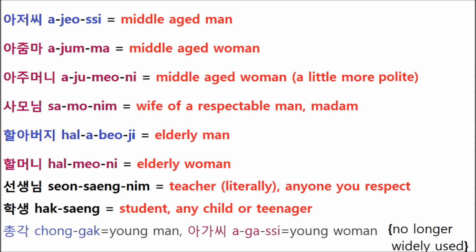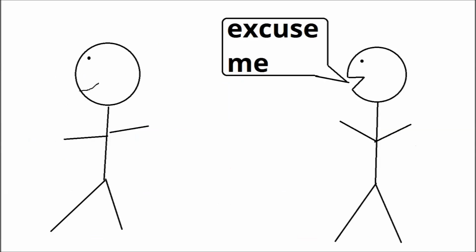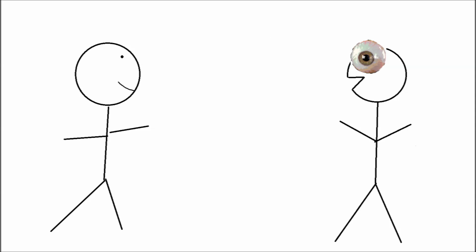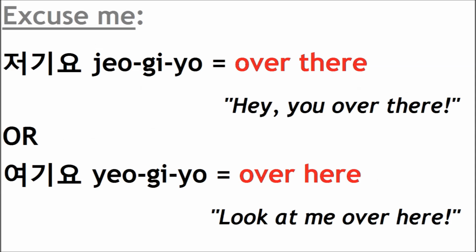Another thing that you can do instead of calling someone man or woman is say, excuse me, to get their attention. And then once you are looking at them and they are looking at you, you don't need to use pronouns at all. It's all implied. So to say excuse me, you say jeogiyo, over there, as in, hey you over there. Or you can say yeogiyo, over here, as in, look at me over here.